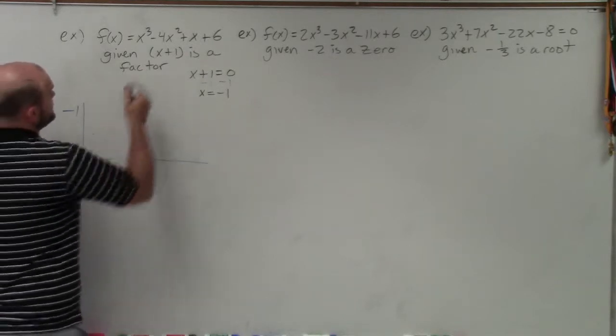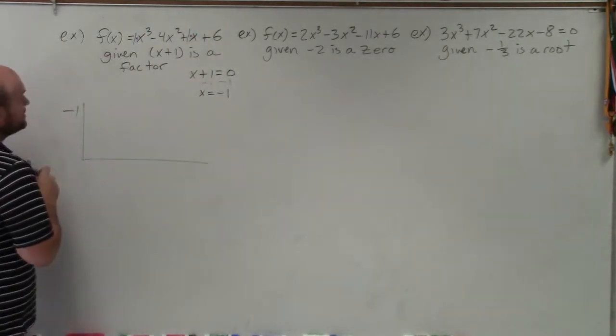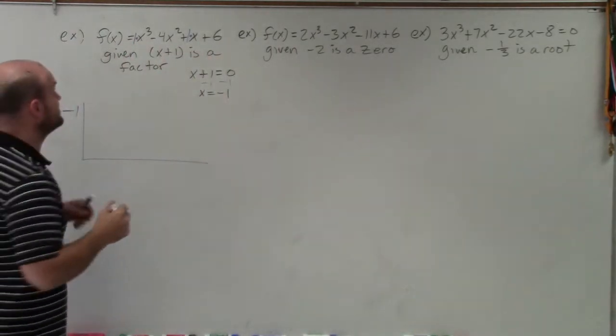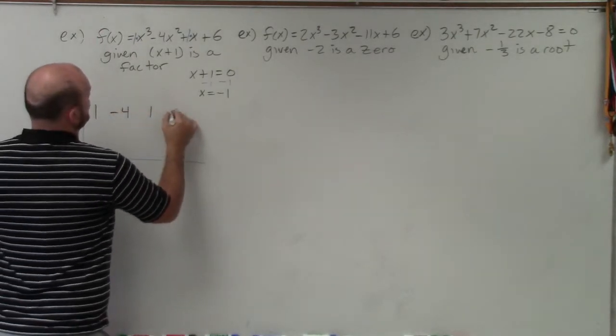Then I take the coefficients of each of my terms here. That's -1. I'm sorry, that's +1. That's +1. Just make sure you include them. It's also in descending order, and I'm not missing any terms. So I'm just going to go in order here. I have 1, -4, +1, and 6.